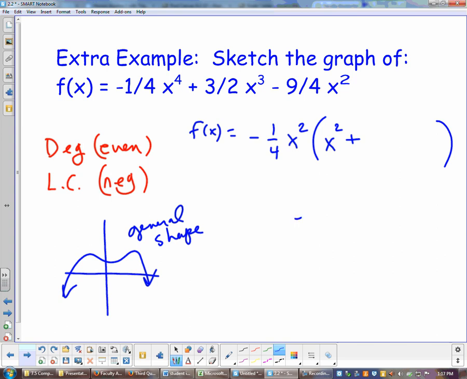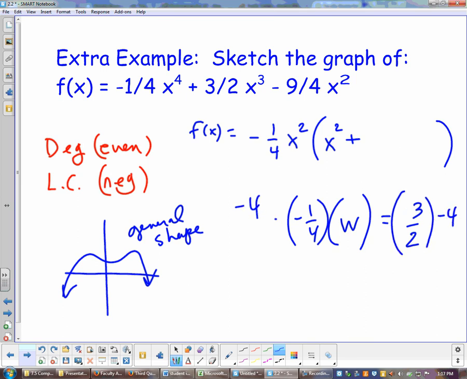There's two other things. So negative 1/4 times what gives me 3/2? I'll call this W. How would you solve for W? Multiply by 4. So all right, multiply both sides by negative 4. So what's it going to be? Negative 6. So I want a minus 6x, and then what? I want negative 1/4. What's this one going to be? Multiply by 10. 10 minus 9. It's going to be 9. So plus 9, minus 6x, plus 9.